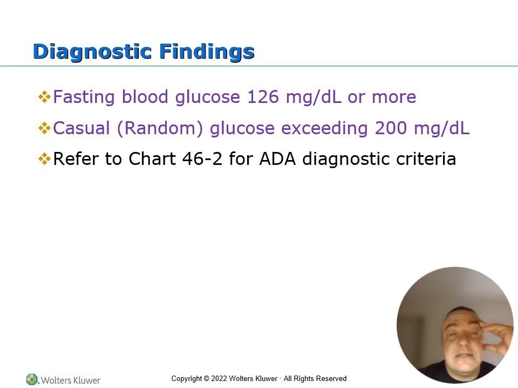And then you have your casual, so less than 200. That means it doesn't matter if you ate something or whatever. Within about 15 minutes, your pancreas starts kicking out that insulin and breaking down that sugar. So exceeding that 200, and then there's a chart in your book.